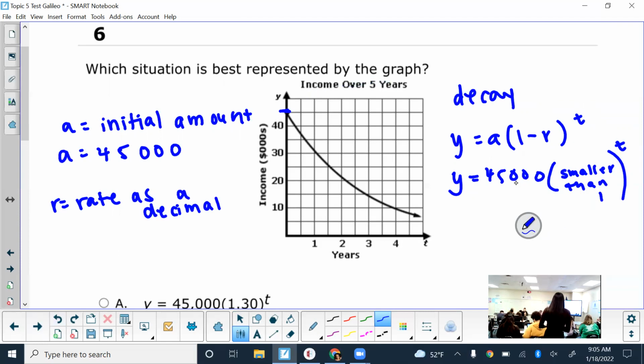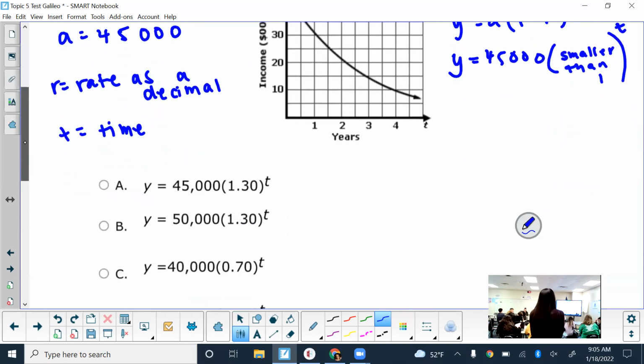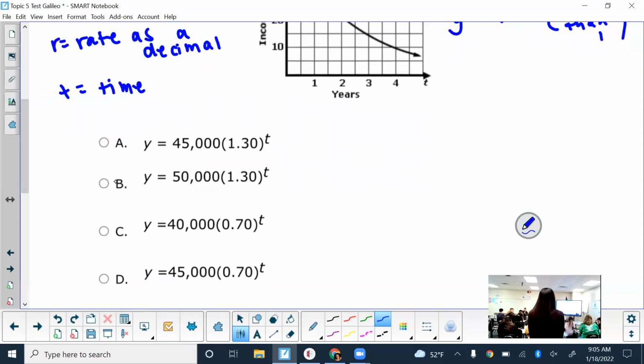All right, any questions so far? So T is for time, but again, it didn't really specify the time. So looking at my answer options, I can eliminate all the ones that don't have the initial amount as 45,000. So I can eliminate B and C. Between A and D, which one has the correct number inside parentheses? D. Because since we know it's decay, that number should be smaller than 1 in here, because it's 1 minus whatever the growth rate was. Does that make sense?